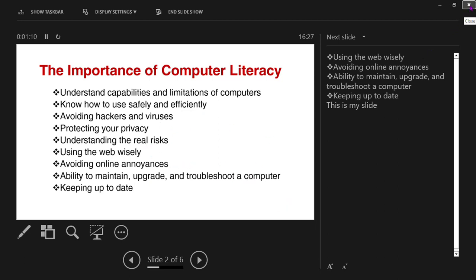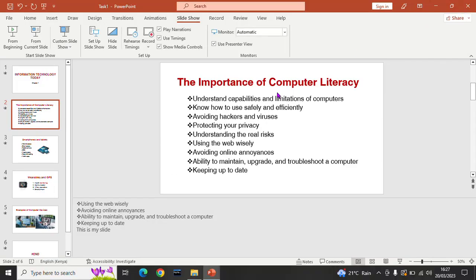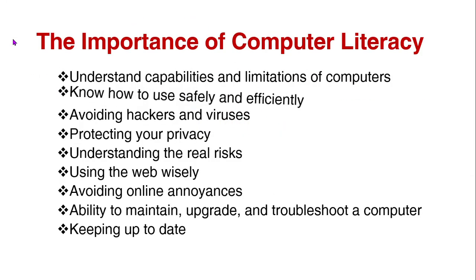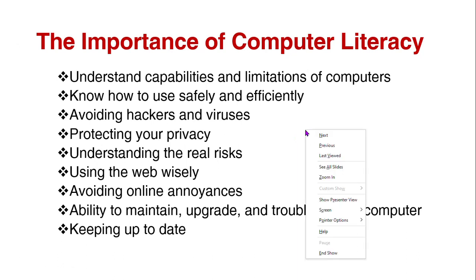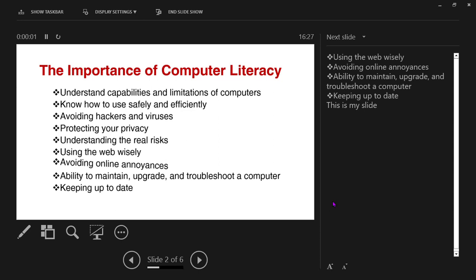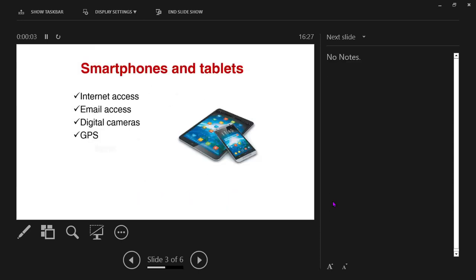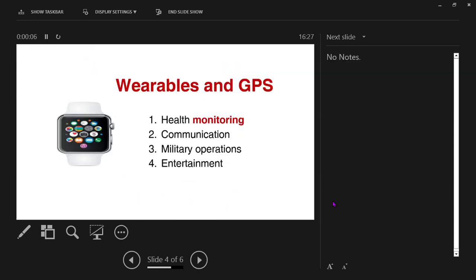So when you don't want the presenter notes, you can just move out and from the current slide, from the beginning or from the current slide. If you want to go to the presenter view, you right click and say show presenter view for you to see the presenter view like that and move forward like that.